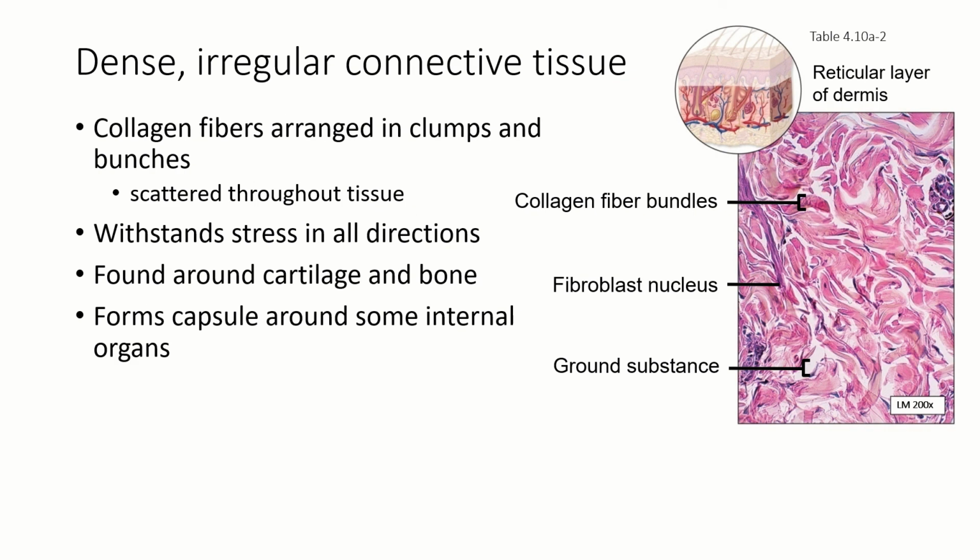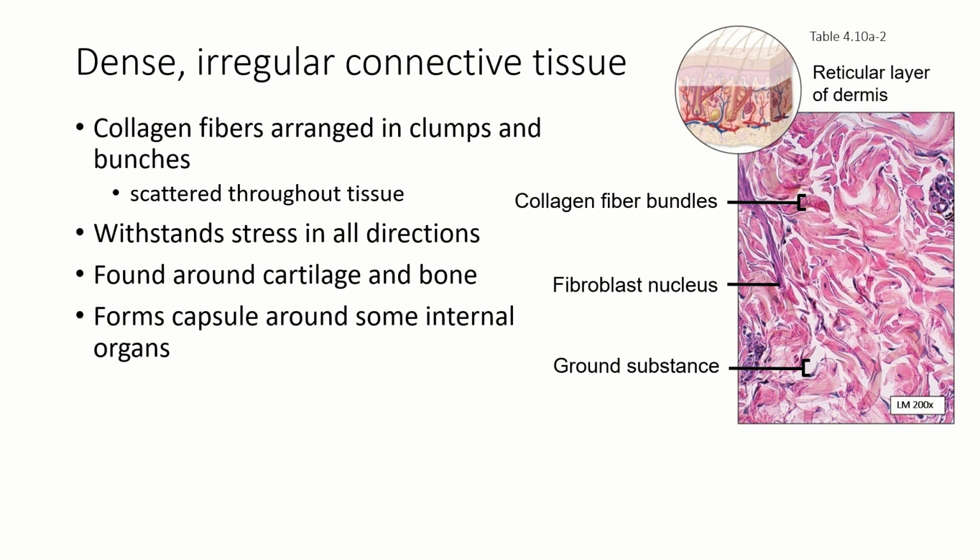Now, dense irregular connective tissue, again, has tons and tons of collagen fibers, but they're in clumps that are going every which way. So it looks much less organized. Now, this is the reticular layer of the dermis, which is the layer under the papillary layer. The papillary layer is a thin layer of areolar connective tissue, and then under that is dense irregular connective tissue. The good thing about dense irregular connective tissue is that you can pull it in any direction and it's equally strong in any direction.